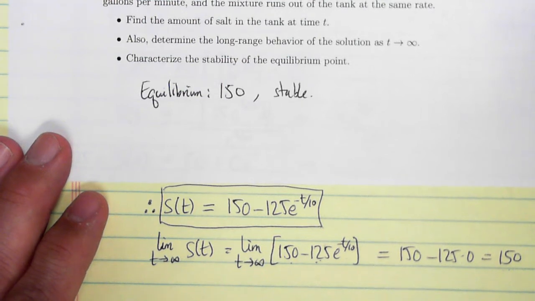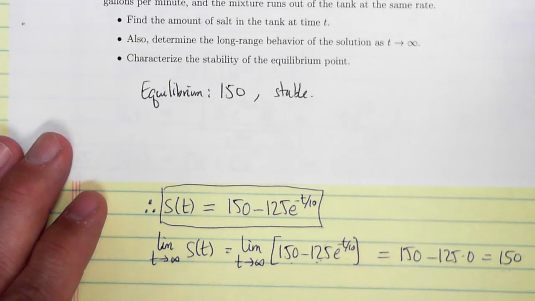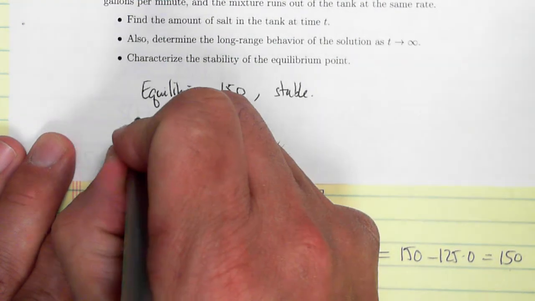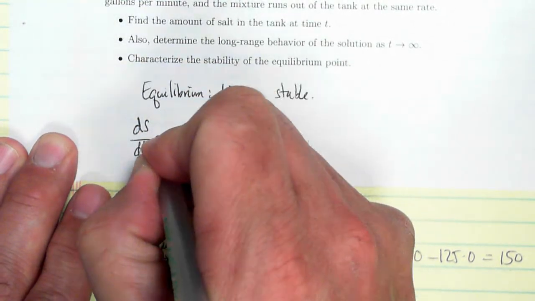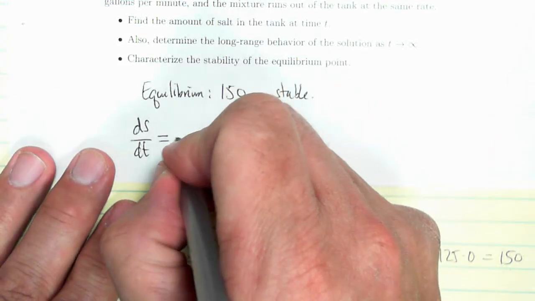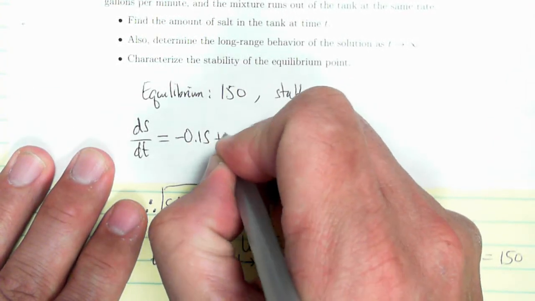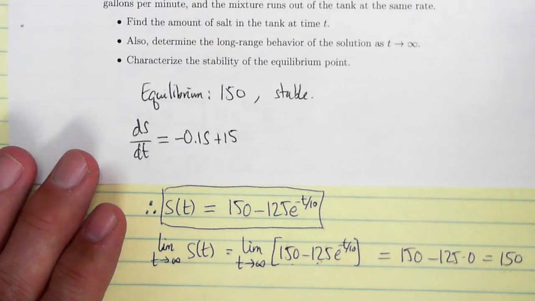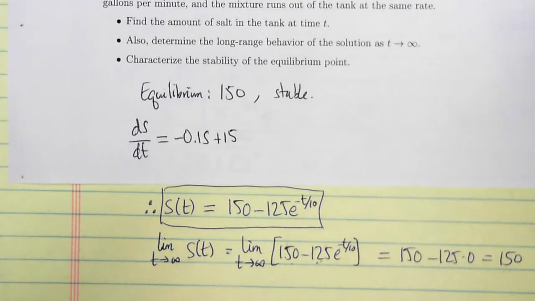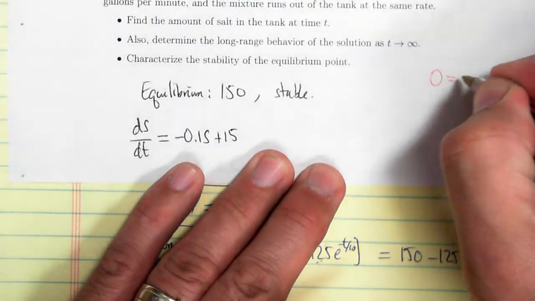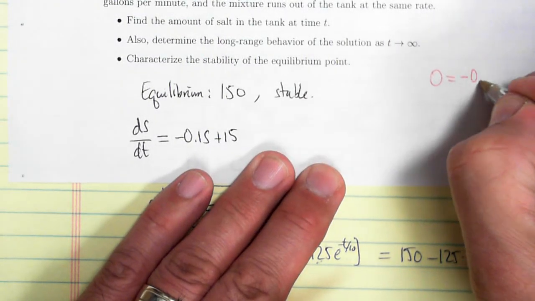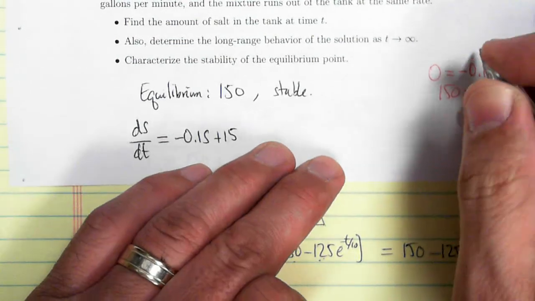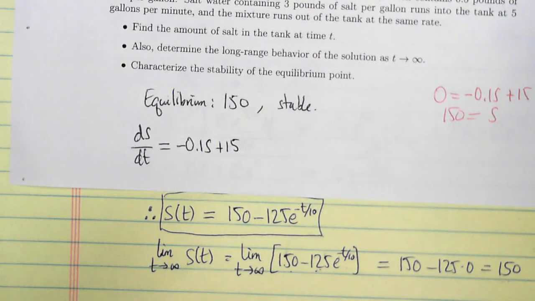Now this could have been found out going directly to the governing differential equation without doing the solution. So let me go over that again. ds dt is equal to negative 0.1s plus 15. To find the equilibrium point, we will simply set ds dt equal to 0. So 0 equals negative 0.1s plus 15. So s equal to 150 is going to be the equilibrium point.